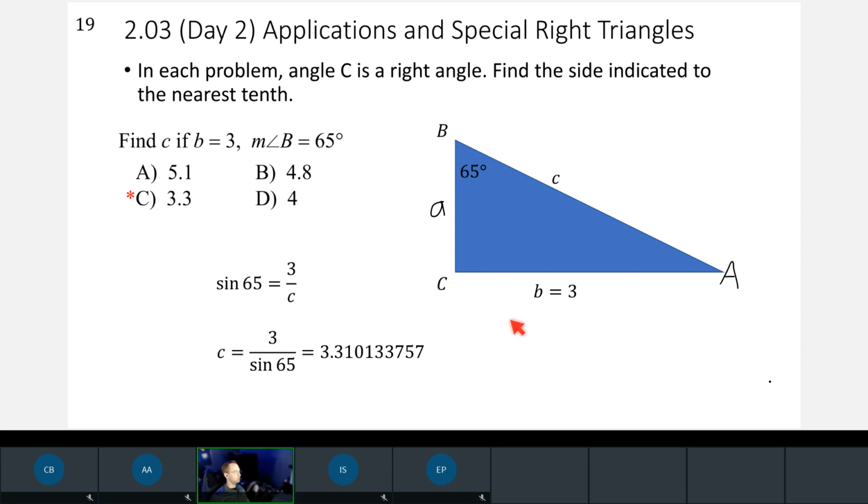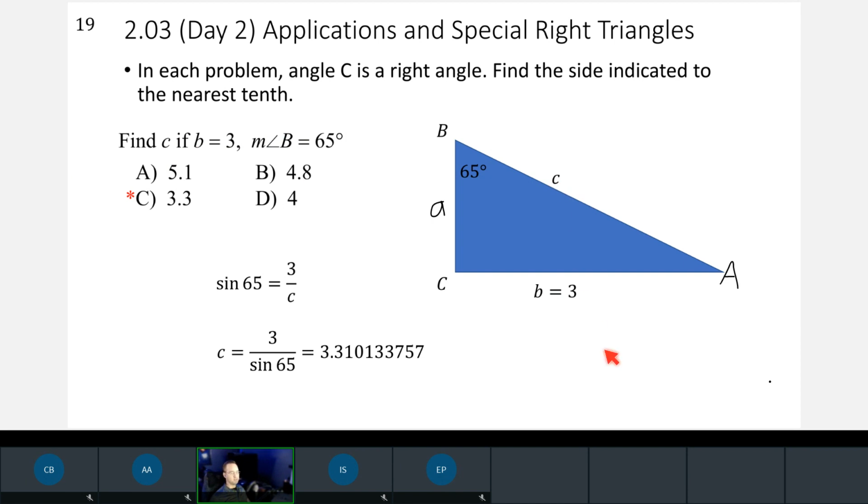I'm just doing that for completeness. All right, so our point of reference is, let's see, find side C if side B is 3 and the measure of angle B is 65. So we have to label our triangle. So side C is here. We're trying to find that one. B is here, so I called it 3. And then angle B is here, and that's 65. So yeah, you want to set up your triangle for sure. And then we're trying to find side C here.